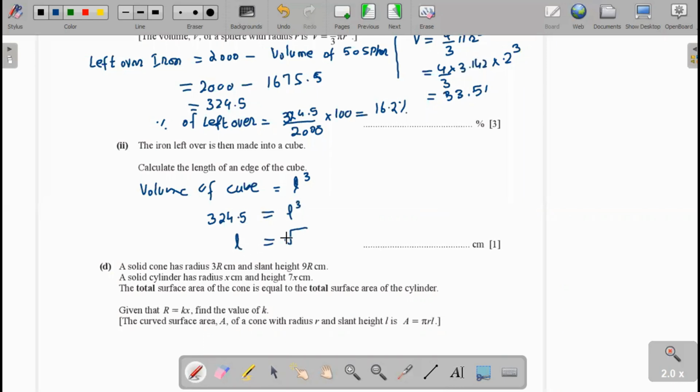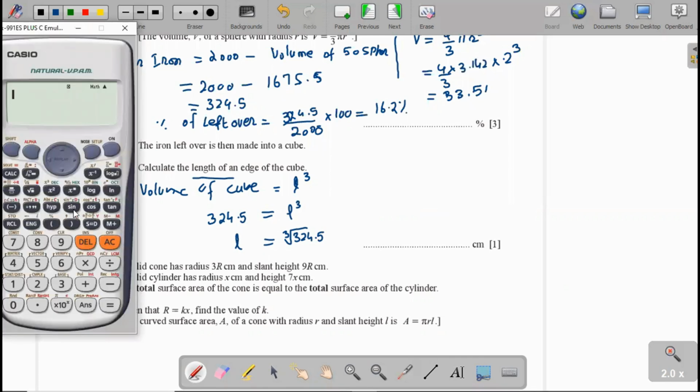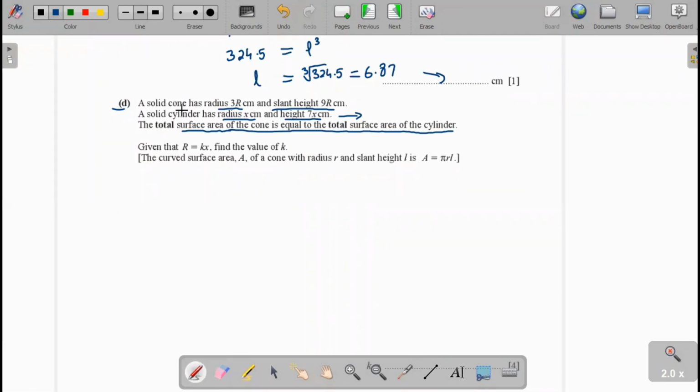L will be equal to the cube root of 324.5. Now this is the length of the edge we can find. You see here the cube root of 324.5. The answer is 6.87 cm.